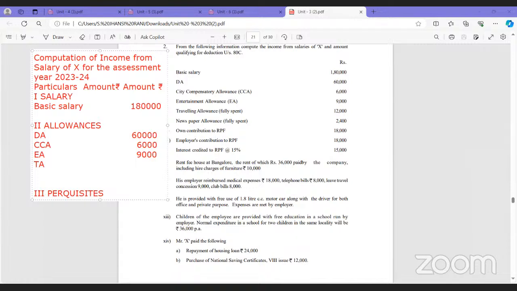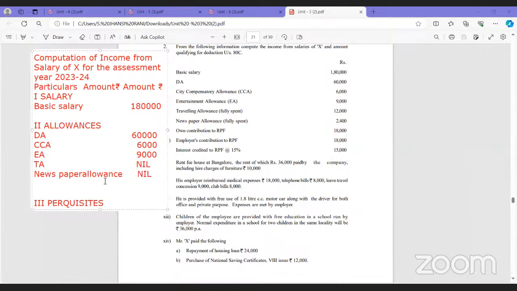No. Under allowances, when it is fully spent, it is zero, nil. There will be no tax, since it is already spent; only the unspent amount will be taken. Now, newspaper allowance, this is also fully spent, so this will also be nil. Newspaper allowance, again this also nil.